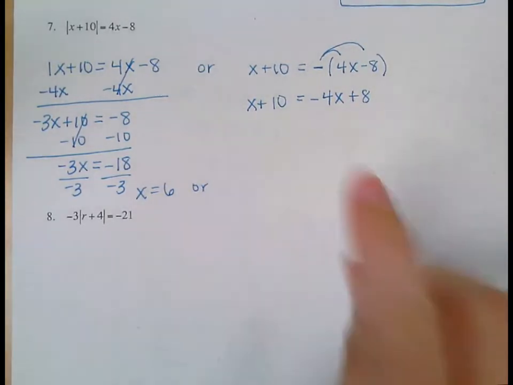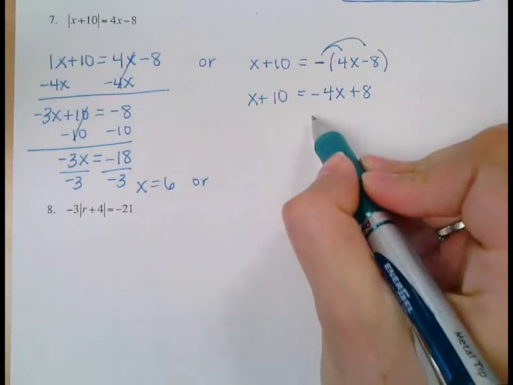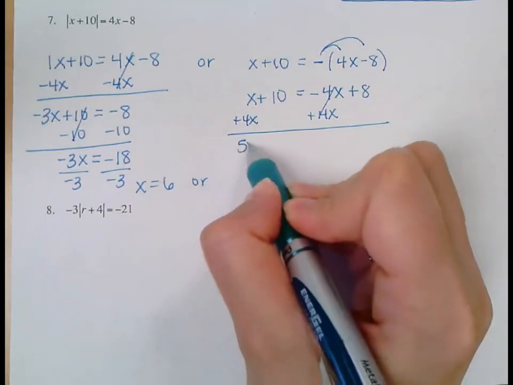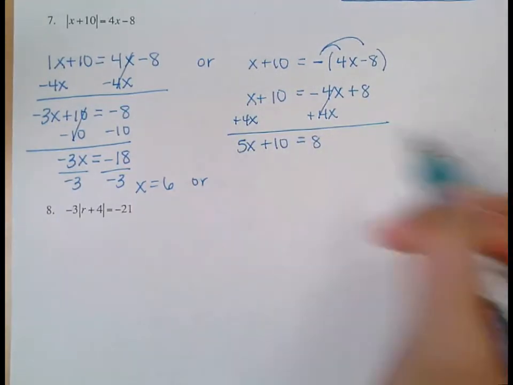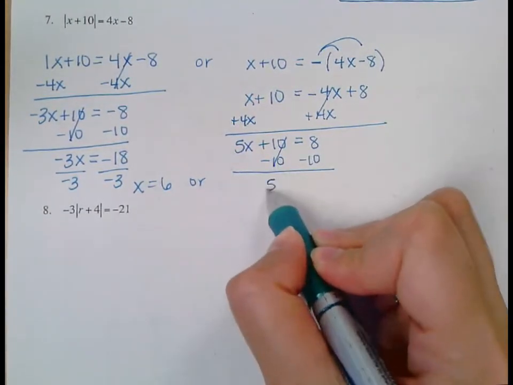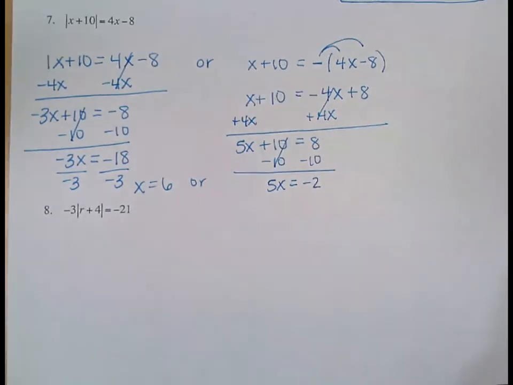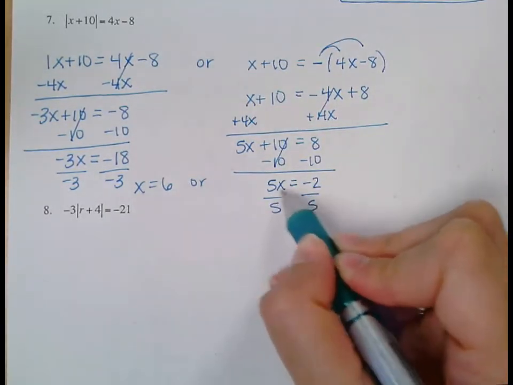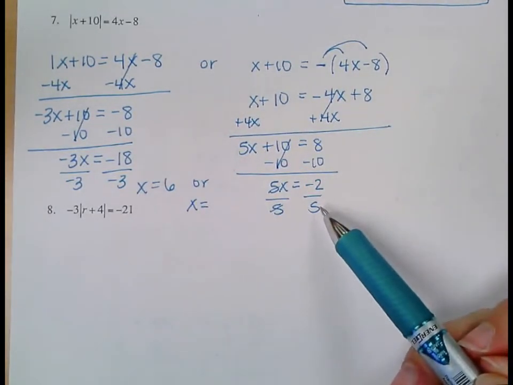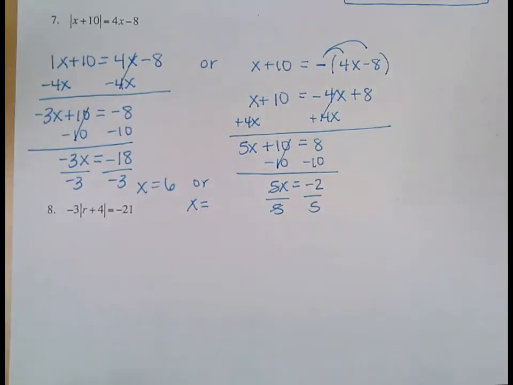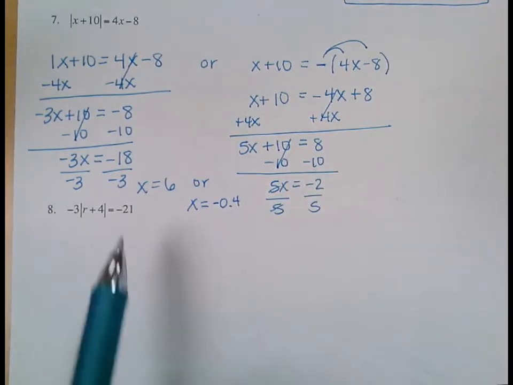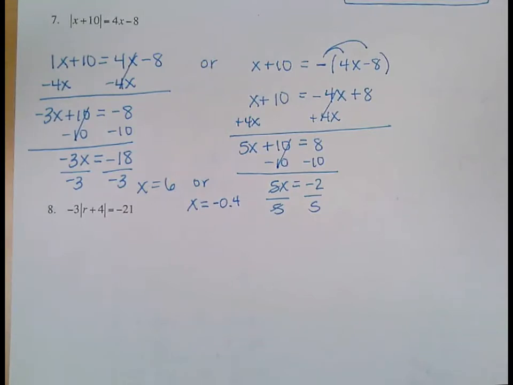Solve the other equation. So for this one, I'm going to add 4x to both sides. So 5x plus 10 is equal to 8. Subtract 10. 5x equals 8 minus 10, which is negative 2. And divide by 5. I'll write it over here. x would be, and I could keep it as negative 2/5. Or if you wanted to write a decimal, it is a terminating decimal. It's negative 0.4. That would be okay. So these are the two answers I get, 6 or negative 0.4.